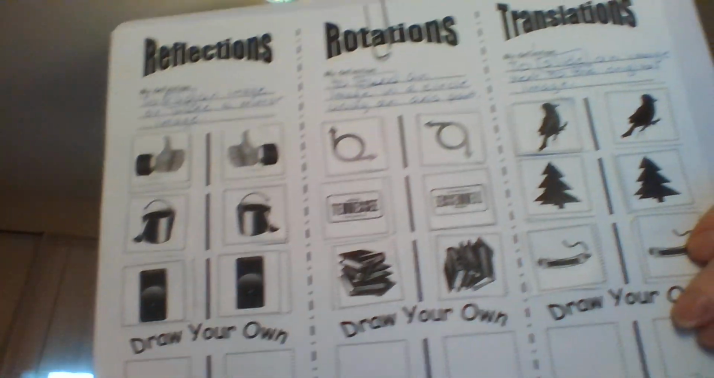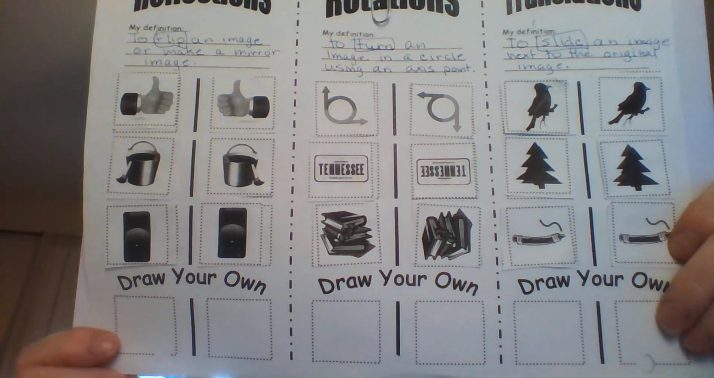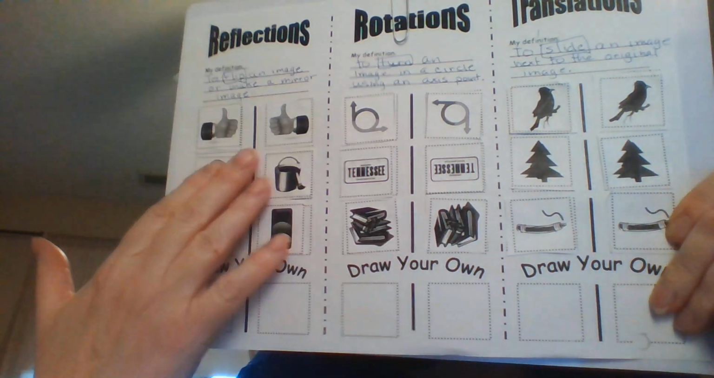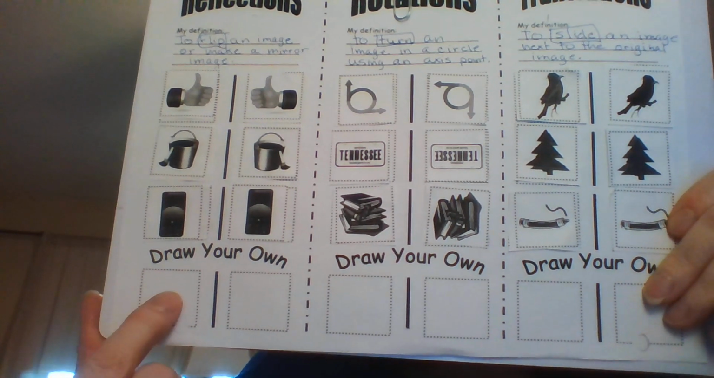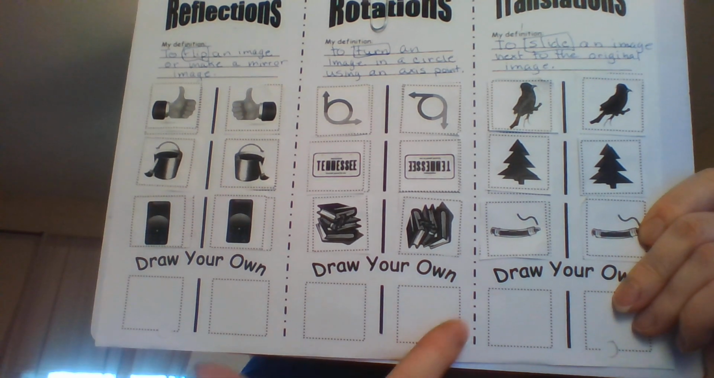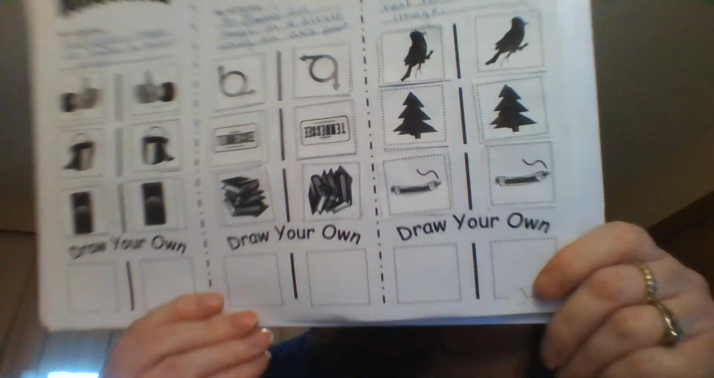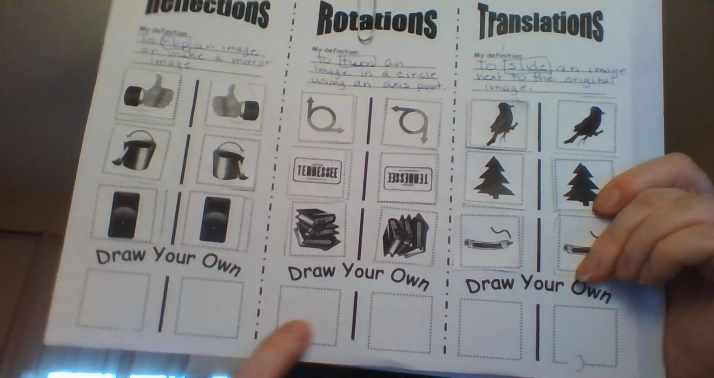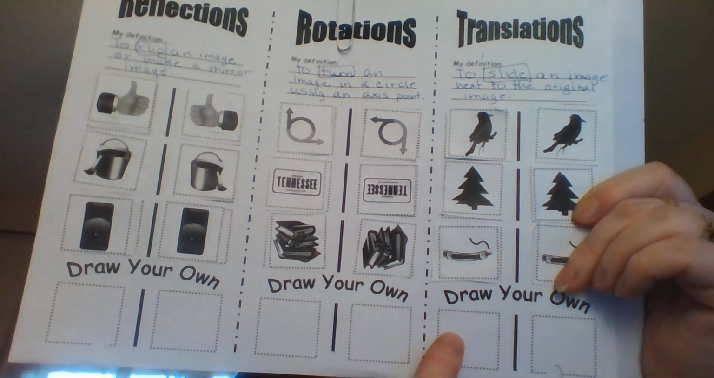All right, so the last thing that you need to do is to draw your own picture. I would suggest that you pick some fairly simple pictures. You cannot use these. You have to come up with your own. And you need to show one where you flipped it, one where you drew it and then rotated it and drew it in a different position on the same axis, and one where you slid it.